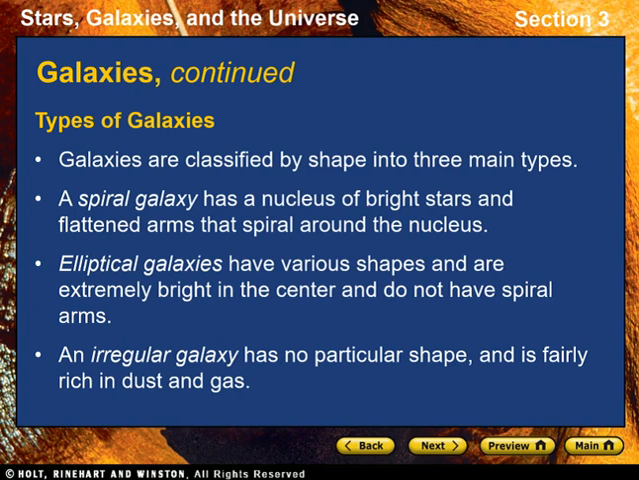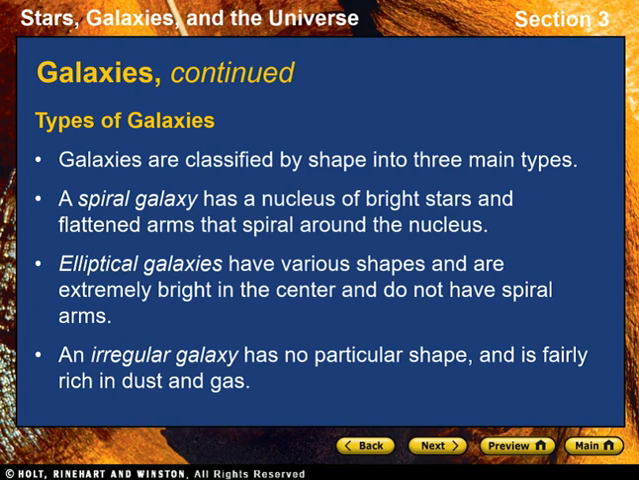Galaxies of the second type vary in shape from nearly spherical to very elongated, like a stretched out football. These galaxies are called elliptical galaxies. They are extremely bright in the center and do not have spiral arms. Elliptical galaxies have few young stars and contain little gas and dust.